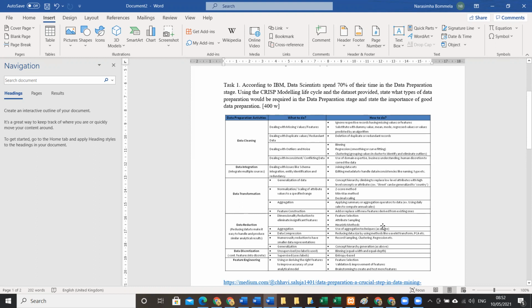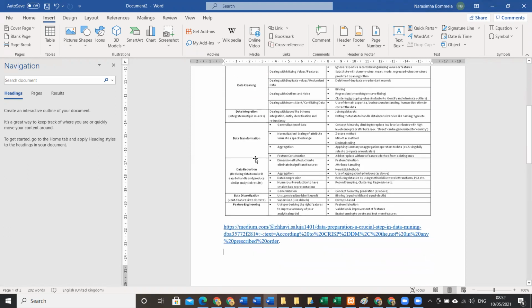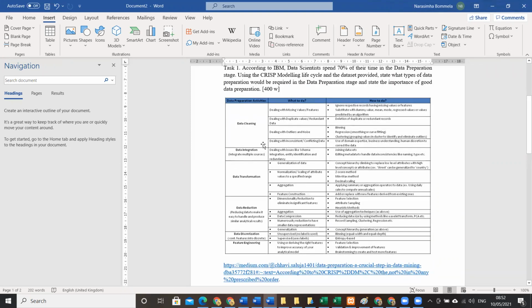That's it. Just read about data cleaning, data integration, data transformation, data reduction, data discretization, and feature engineering. Speak about these steps, and it is not mandatory that you write all 6 areas. Select any 5 or 4, not a problem. Use any 4 preparation activities and discuss them. That is fine.